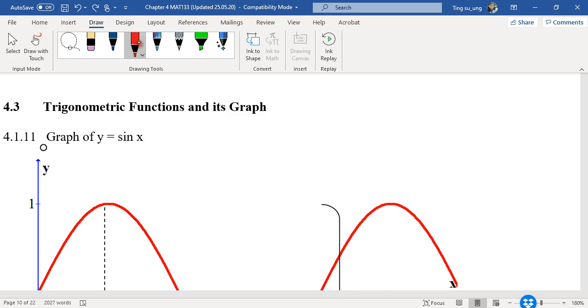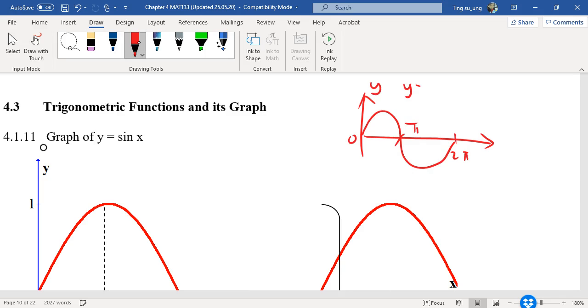Okay, so I hope that you still remember how the sine x graph looks like. Basically it will be like this, right? From 0 to 2 pi. Okay, this is pi. Again, this is y equal to sine x. Okay, I hope this is clear.